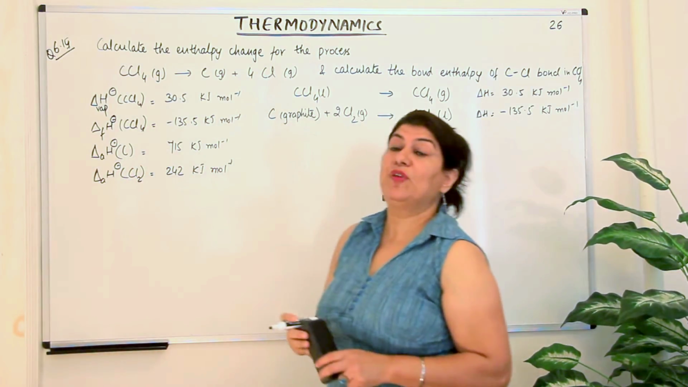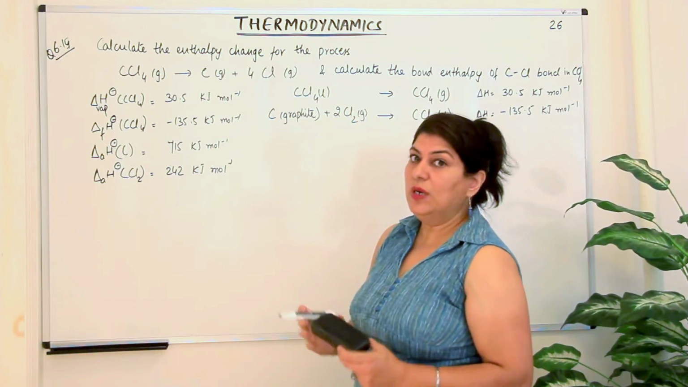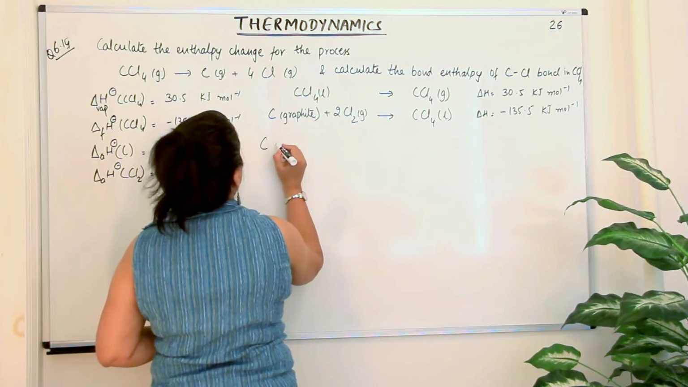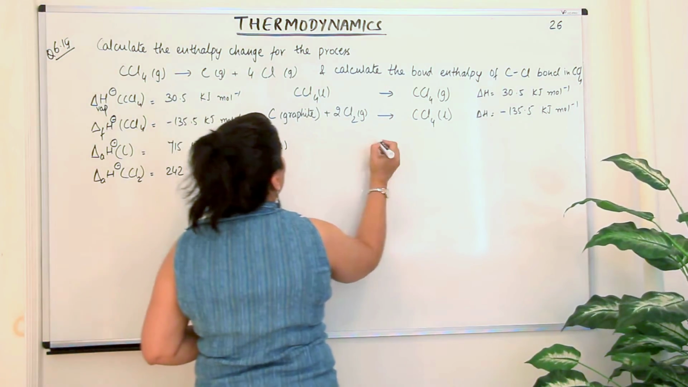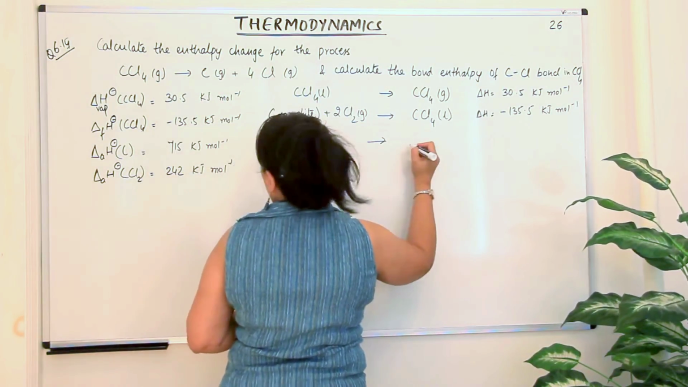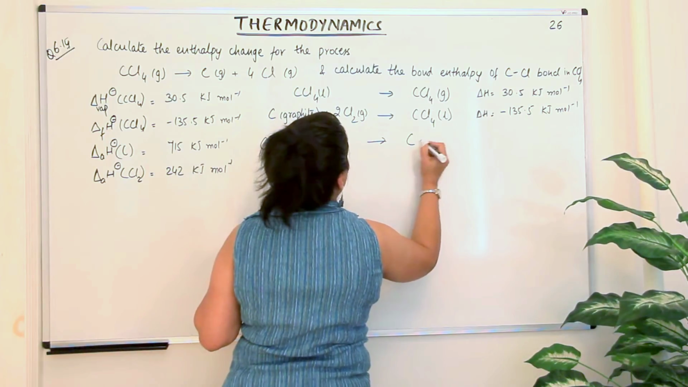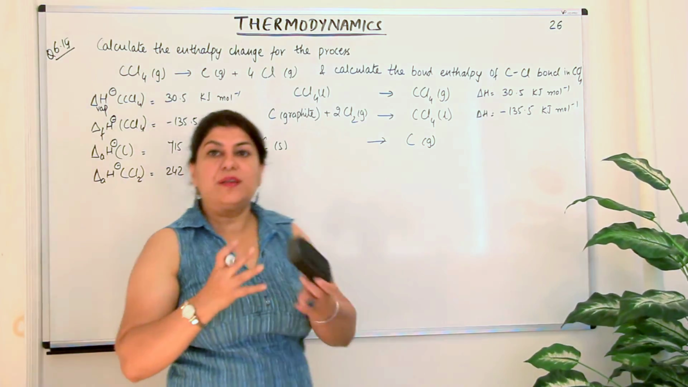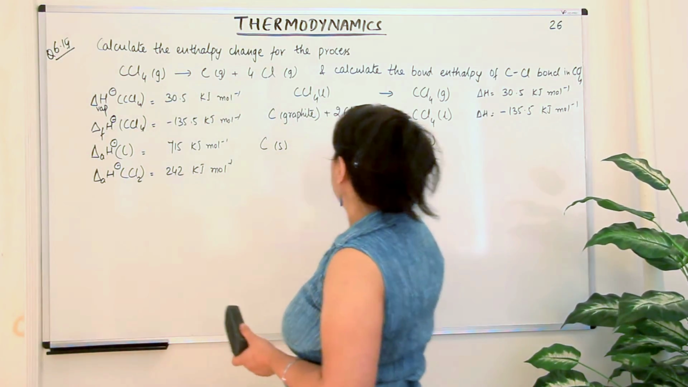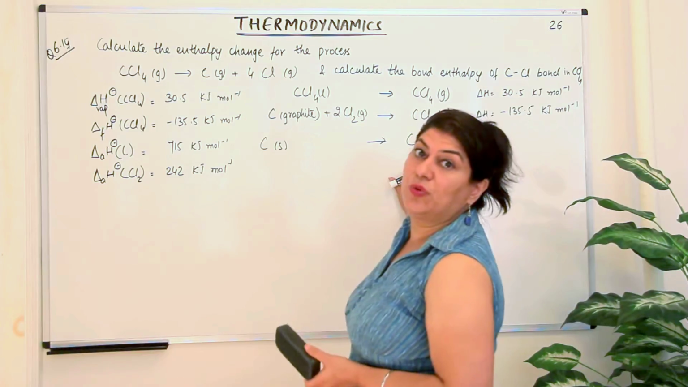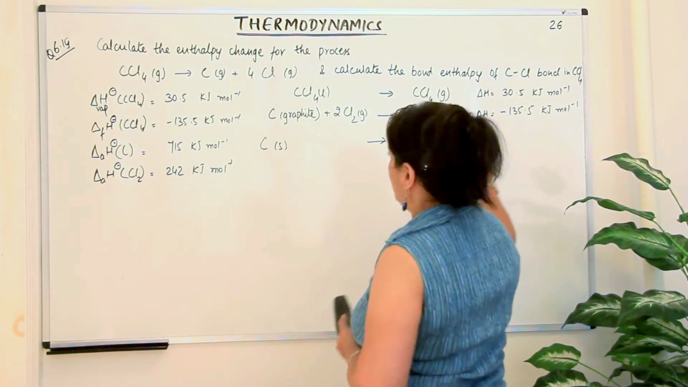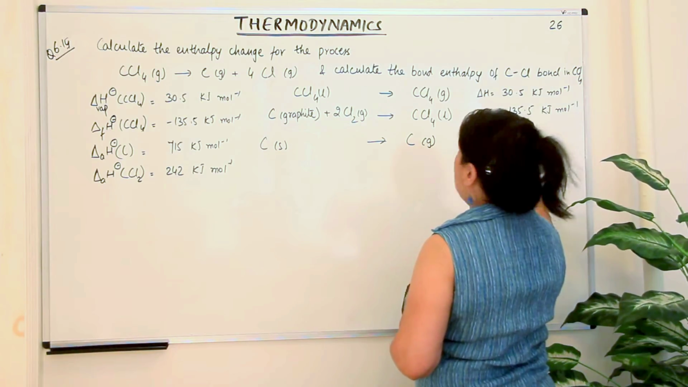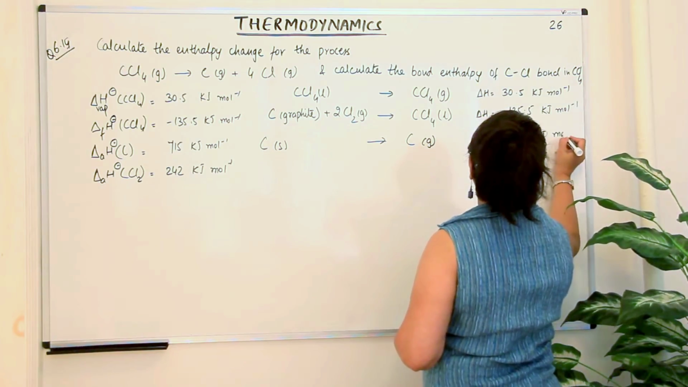Now, what is the enthalpy of atomization of carbon? We know carbon is present as graphite in nature. So carbon solid, in the form of graphite, turns into carbon gas. Now, the atoms are not combined together, they are separated, and therefore the enthalpy change in this reaction would be known as the enthalpy of atomization. So the enthalpy change of this reaction is 715 kilojoules per mole.